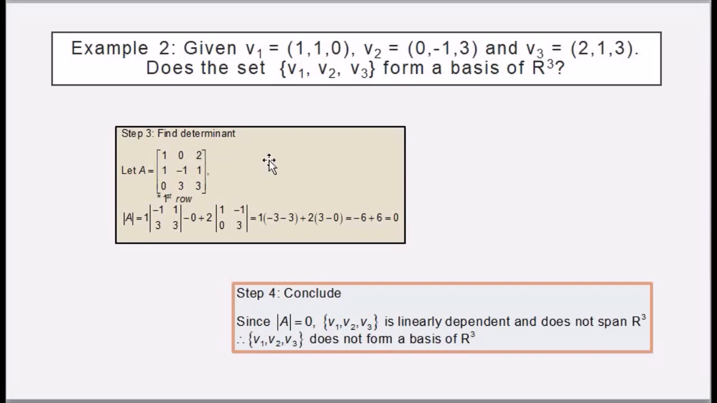So step 3, find the determinant. We choose to do it along the first row. The signs are positive, negative, positive. So 1 times the determinant of (-1, 1, 3, 3), minus 0 times the determinant of (1, 1, 0, 3), plus 2 times the determinant of (1, -1, 0, 3). From here, we get determinant equal to 0. Step 4, conclude. Since the determinant equals 0, the set V1, V2, V3 is linearly dependent and does not span. Therefore, the set does not form a basis of R3.